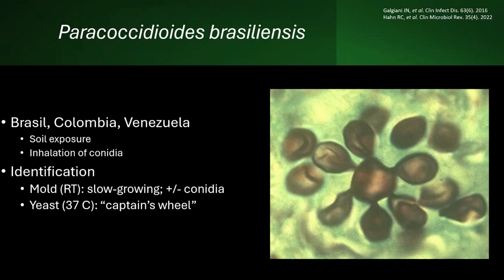Paracoccidioides is quite slow growing in culture, and it may or may not have conidia when it is grown in culture. And so using the mold phase to try to help identify it is really an exercise in futility.